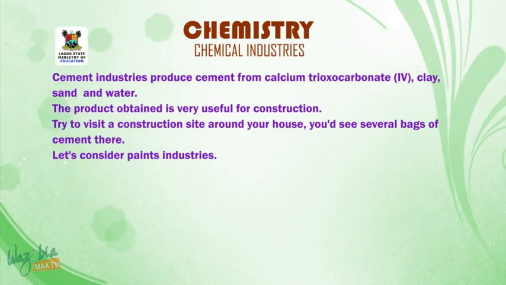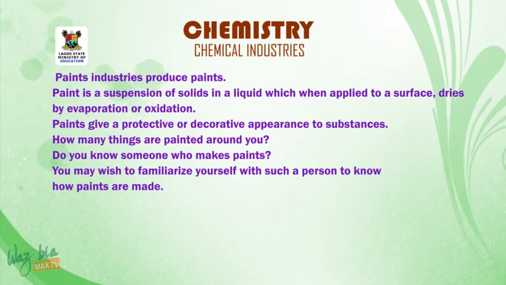Let's consider paints industries. Paints industries produce paints. Paint is a suspension of solids in a liquid, which when applied to a surface, dries by evaporation or oxidation. Paints give a protective or decorative appearance to substances.